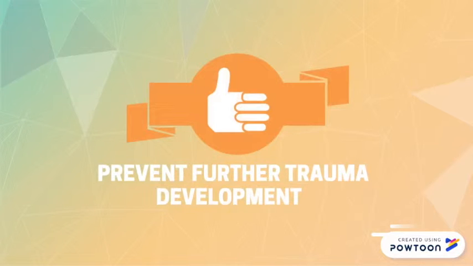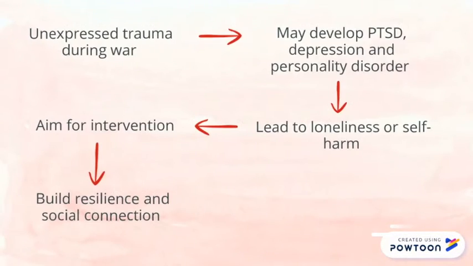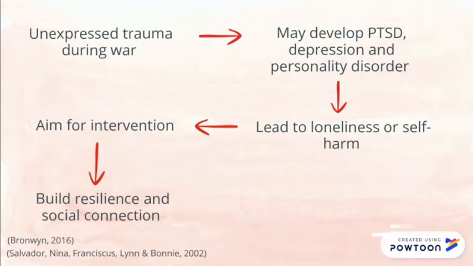Prevent further trauma development. OT's role in a refugee camp is to prevent further development of trauma into chronic or serious problems in children. Unexpressed trauma experienced during war may develop long-term psychological consequences such as post-traumatic stress disorder, PTSD, depression, and personality disorder. It also may lead to loneliness or self-harm in the community, especially children.